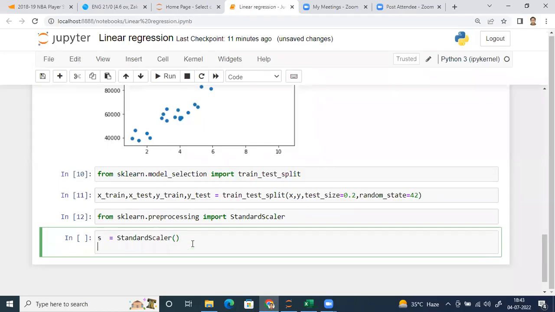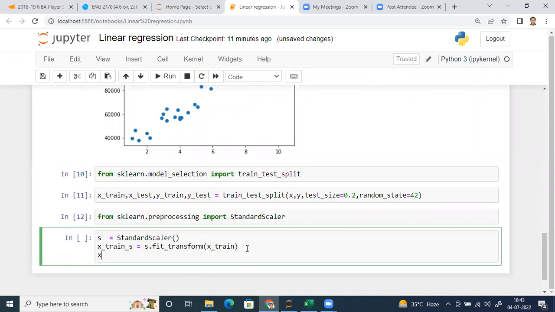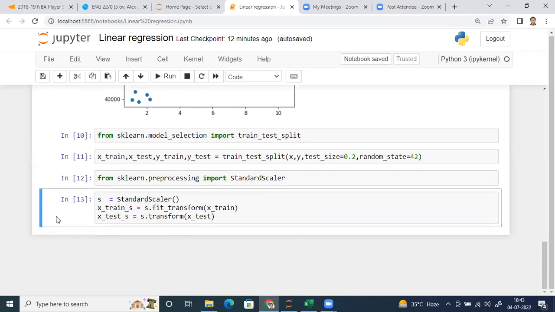So I'm going to mention x_train_s equals s.fit_transform of which data, x_train data. Because we are using standard scaling, it will learn the mean value and the standard deviation from the training data. And now x_test_s equals s.transform, so test only transform on the test data, x_test. Okay, let me execute. Everything done, awesome.